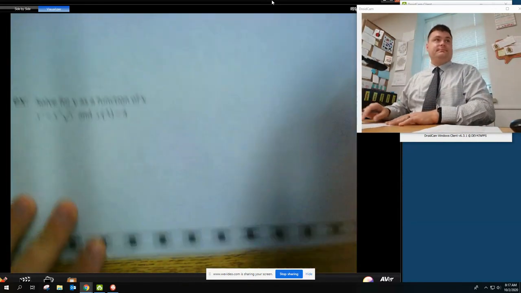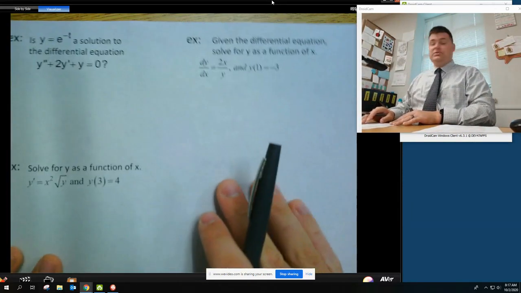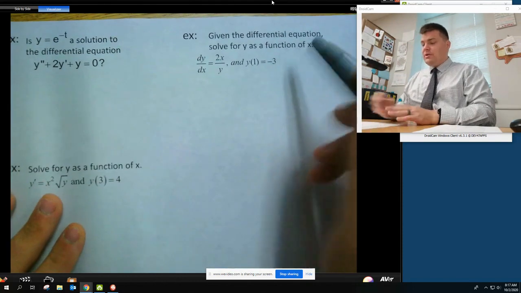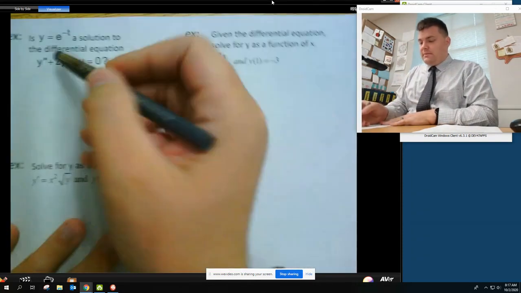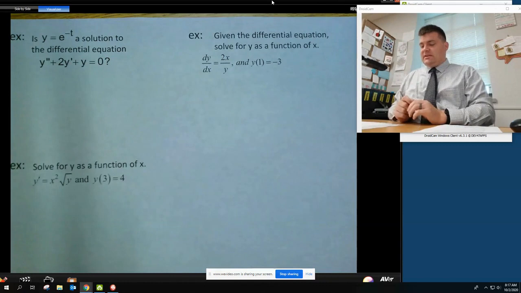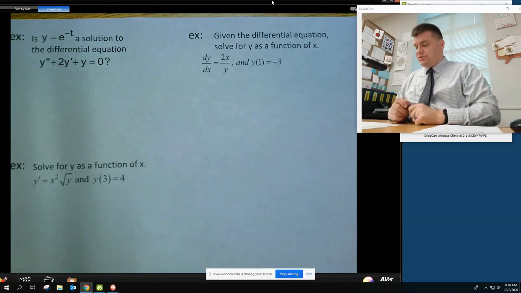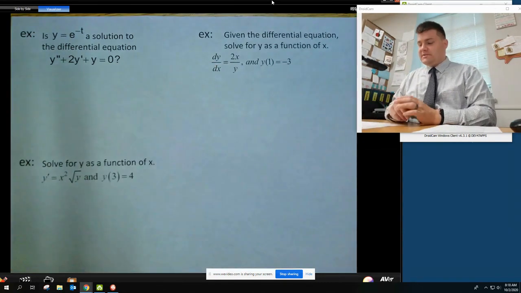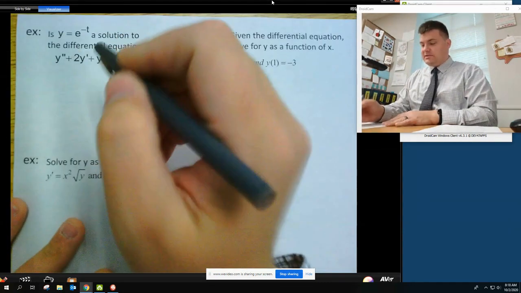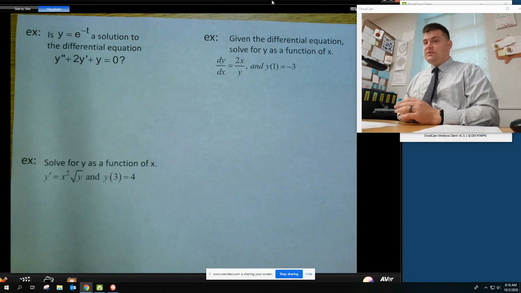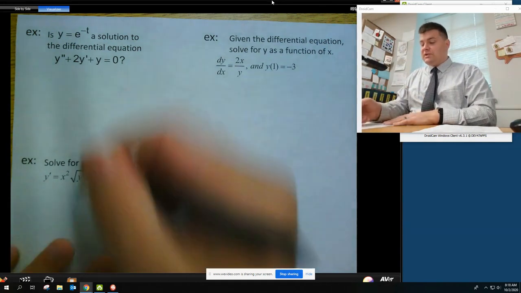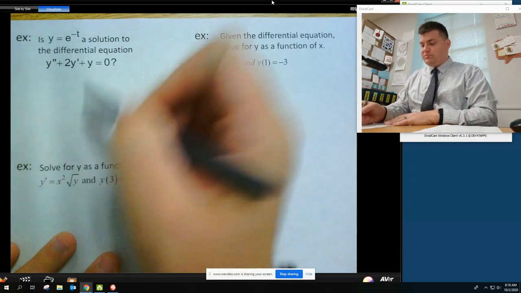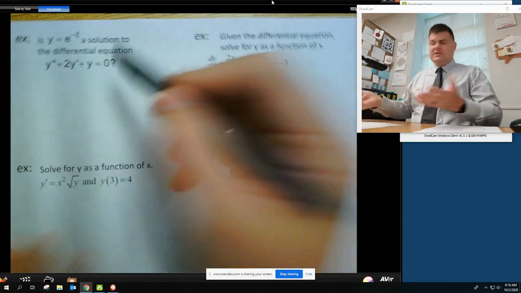So before we actually get to doing a differential equation problem, is y equals e to the negative t a solution to the differential equation right here? So sometimes AP will just straight up ask you, is this true? And you don't need to do too much calculus here. You just need to do enough. So you need to figure out what y double prime is, what y prime is, and just plug it in and see if it works.